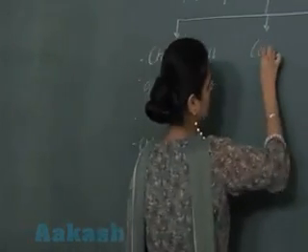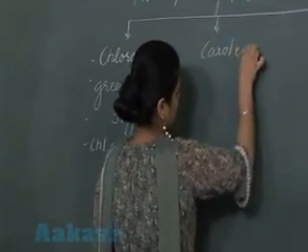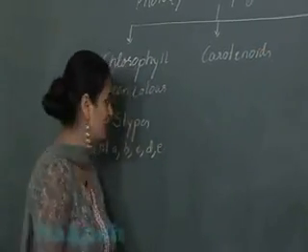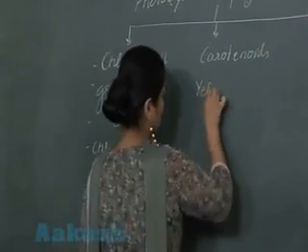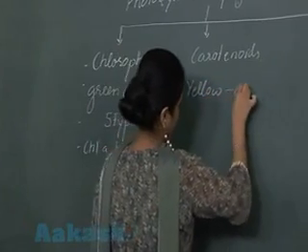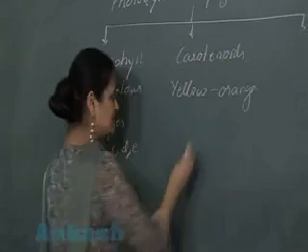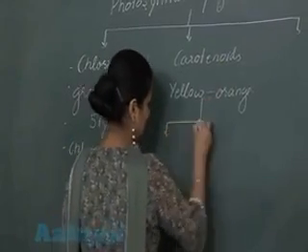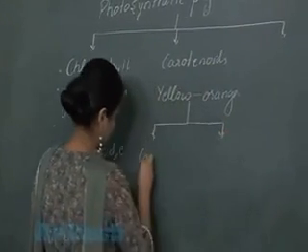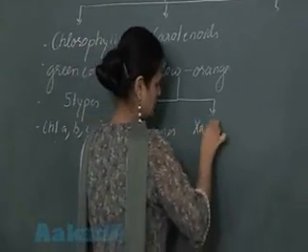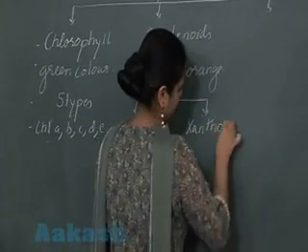The second category is carotenoids. Now the carotenoids are yellow, orange color pigments. And in this category, I will be discussing 2 types: one is carotene and xanthophylls.